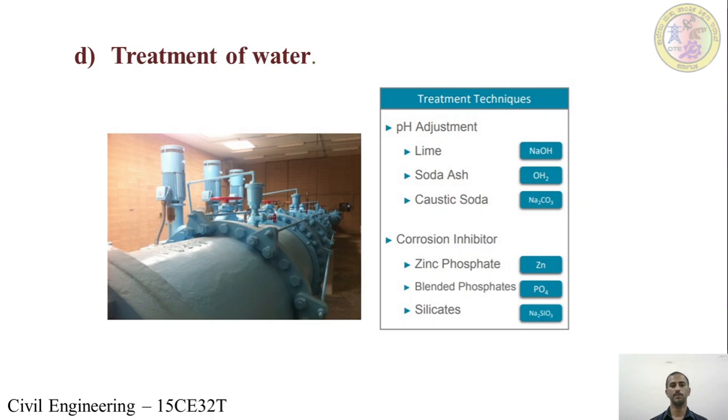Then any dissolved oxygen and carbon dioxide are removed. Sodium silicate is added. By these things, we can make the water non-corrosive in nature towards the pipe.